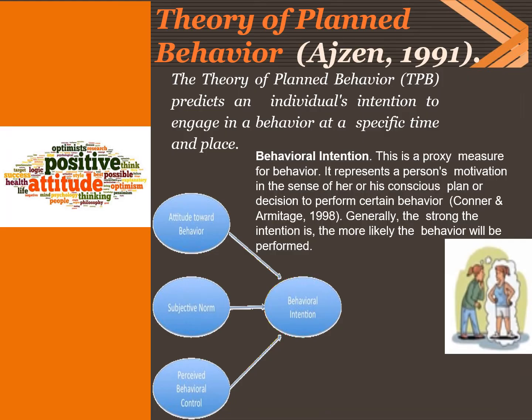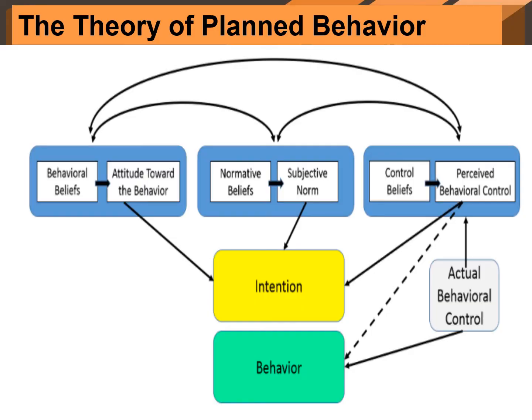Next theory is the theory of planned behavior. So TPB predicts the individual's intention to engage in a behavior at a specific time and place. So we have here the attitude towards behavior, the subjective norm, and the perceived behavioral control, which will contribute to the behavioral intention of an individual. So this is another figure for the TPB. We have behavioral beliefs, your attitude towards the behavior; your normative beliefs, subjective norm; your control beliefs, perceived behavioral control; and all of these contribute to the intention and the actual behavioral control.